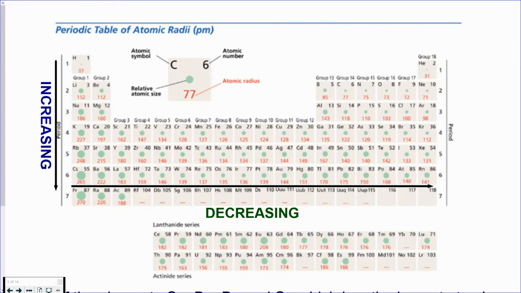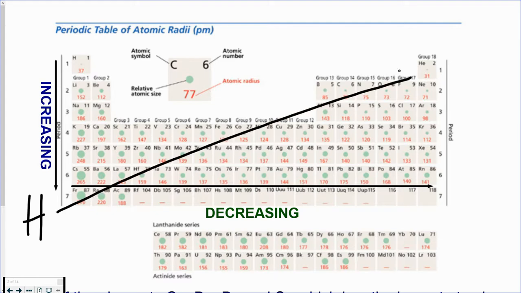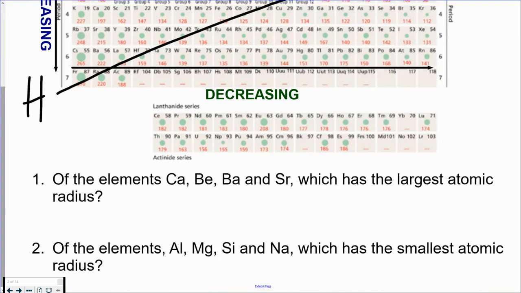So if we were going to do a high to low arrow, the highest atomic radii is in the bottom left, and the lowest is in the upper right. So if you're comparing these, which one has the largest? Well, calcium, beryllium, barium, and strontium are all in the same group, so it's the one that's furthest down, which would be barium.